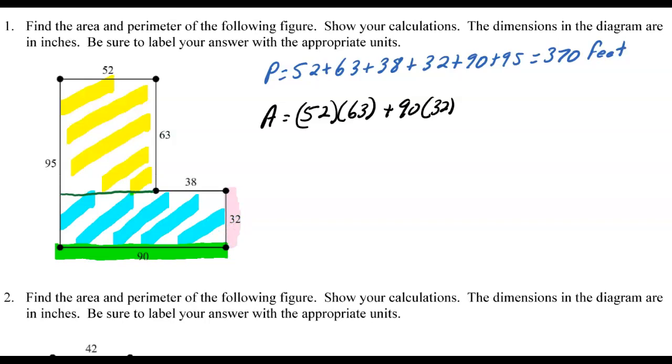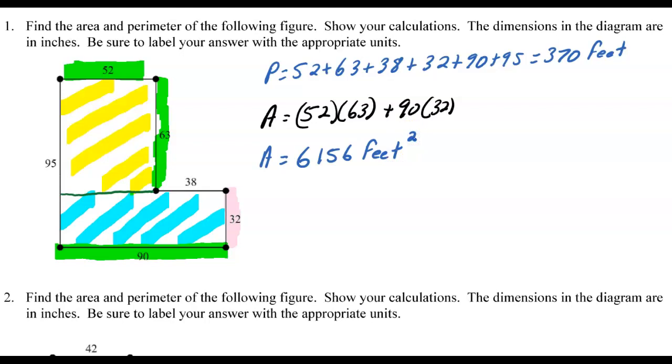So to find the area of the yellow figure, we're going to use the 52 and the 63 and multiply those together. And for the blue rectangle, we're going to do 90 times 32. So doing that on my calculator, I could type it in one line of work. So 52 times 63 plus 90 times 32, I get the area to be 6,156, and that would be square feet.